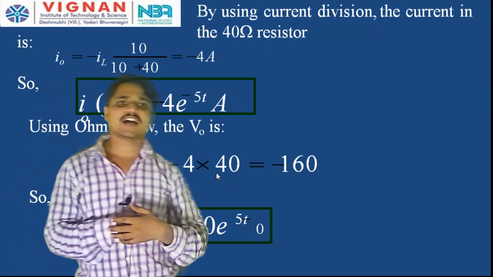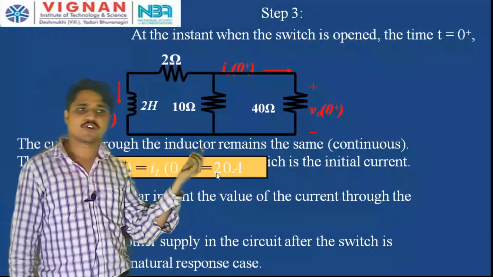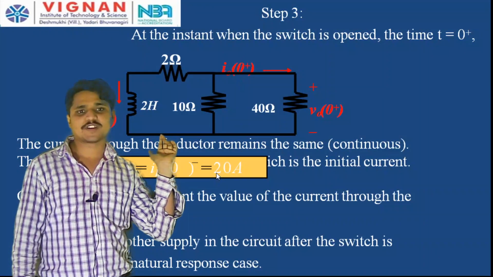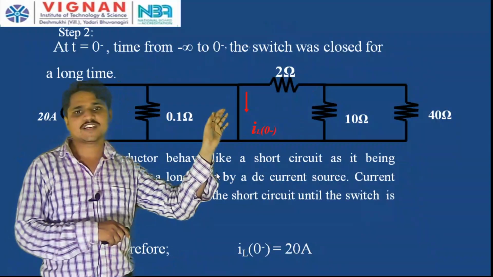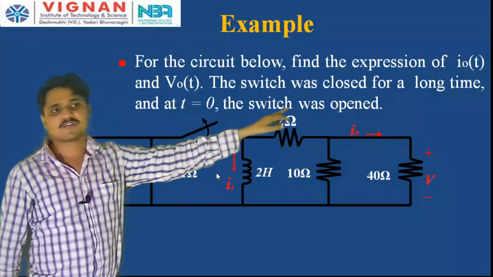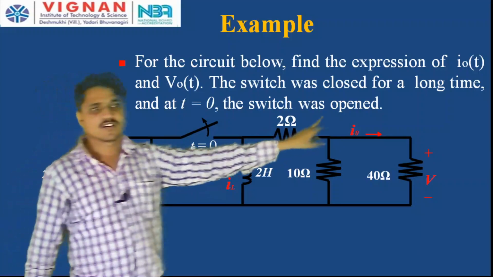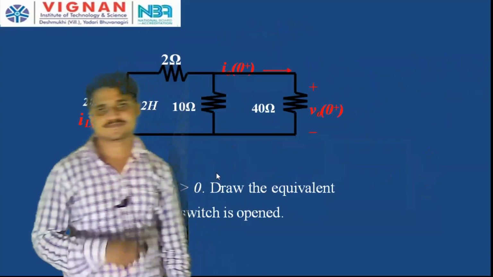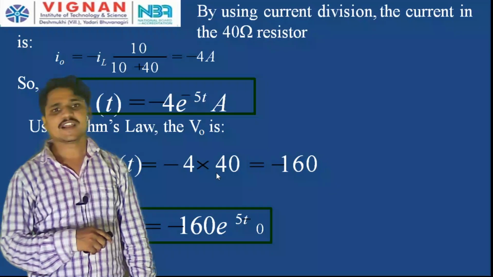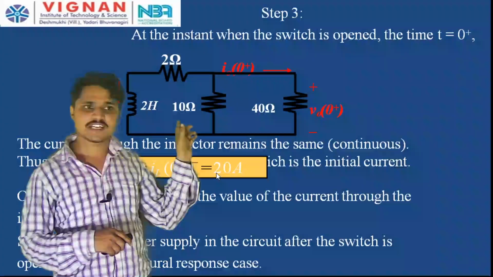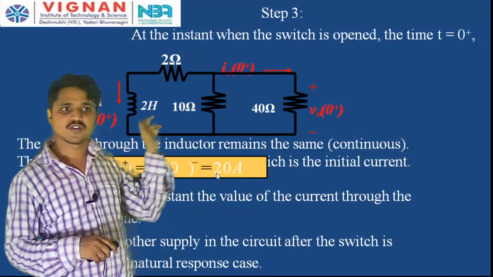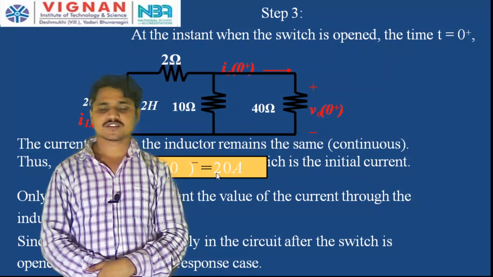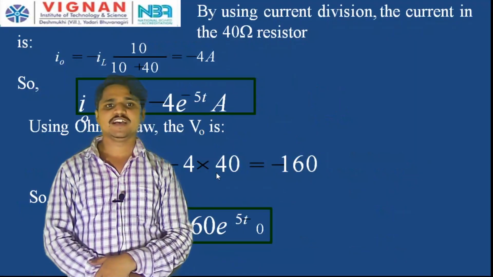Next, now that we have found the current flowing through the inductor, what do we have to find? In the question, we have to find I naught of t and V naught of t. That means this current and this voltage: the current flowing through the resistor and the voltage across the resistor. Here I am using current division. The inductor behaves as a current source, so the current divides between the 10 ohm and 40 ohm resistors. I am using the current division principle to find the current flowing through the resistor.